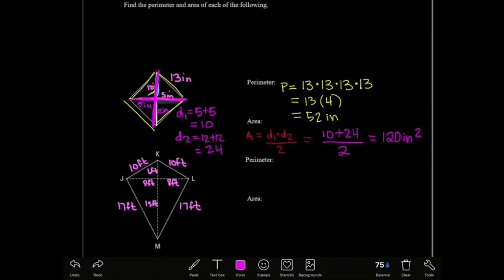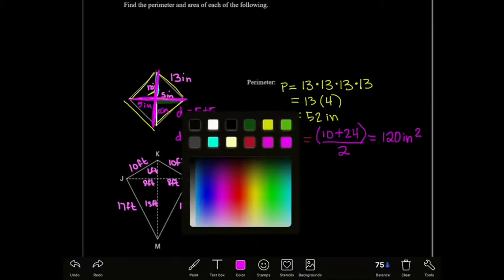Alright, plug it in, put it in your calculator, that's all you have to do. If you put it in your calculator, put parentheses like this, okay? Don't forget. So let's look at the next one.